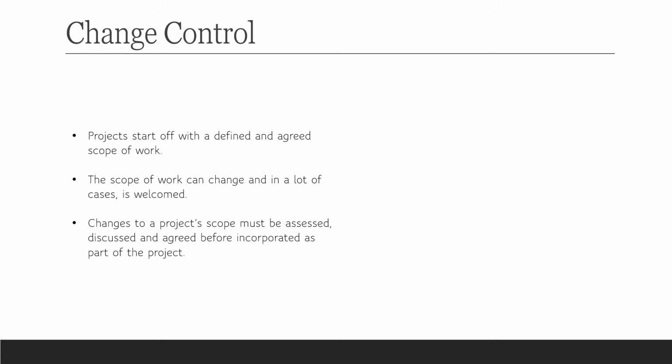And so when that change is identified, we have to put into place a process called change control. Changes to a project scope must be assessed, discussed, and agreed before incorporated as part of the project. So the first thing that happens is there's a request for change. A request for change can come from anywhere, to be honest.